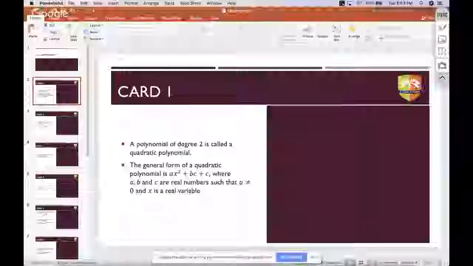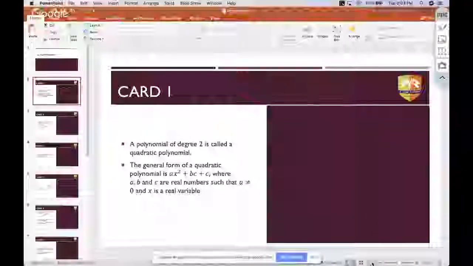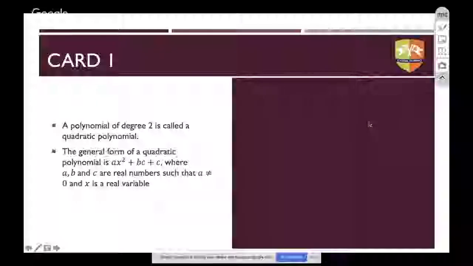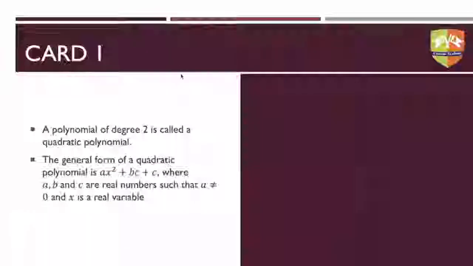Quadratic equation is an important chapter in your 10th board portions. Basically, we start with polynomials. So what is a quadratic polynomial? A quadratic polynomial is nothing but a polynomial of degree 2. Any polynomial with degree 2 is called a quadratic polynomial.